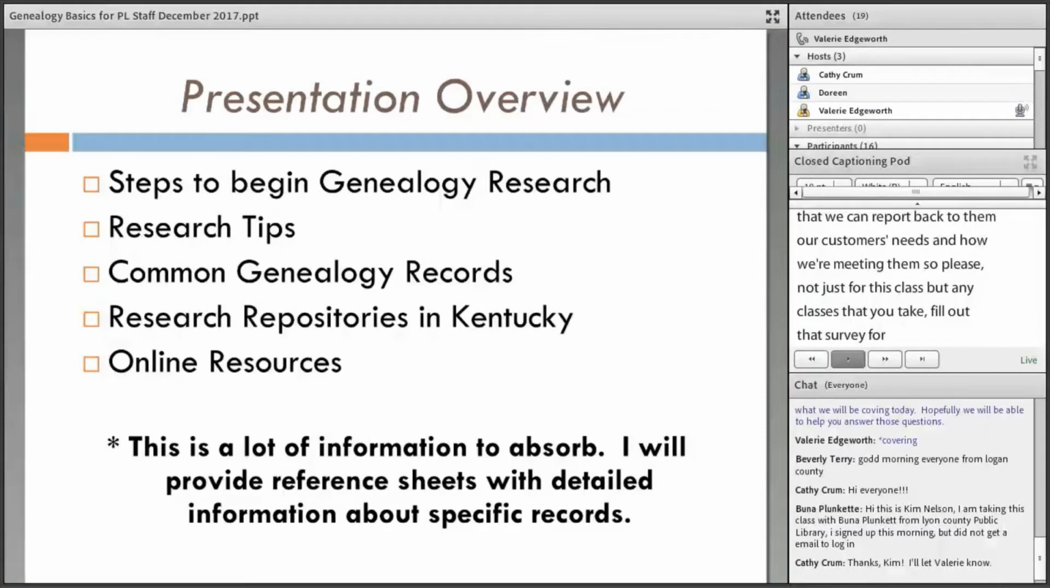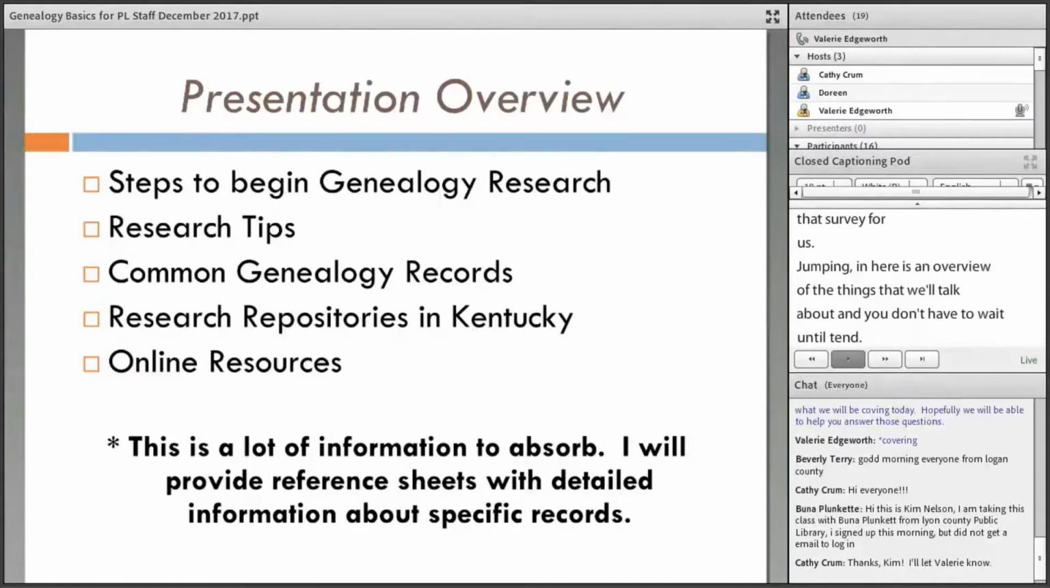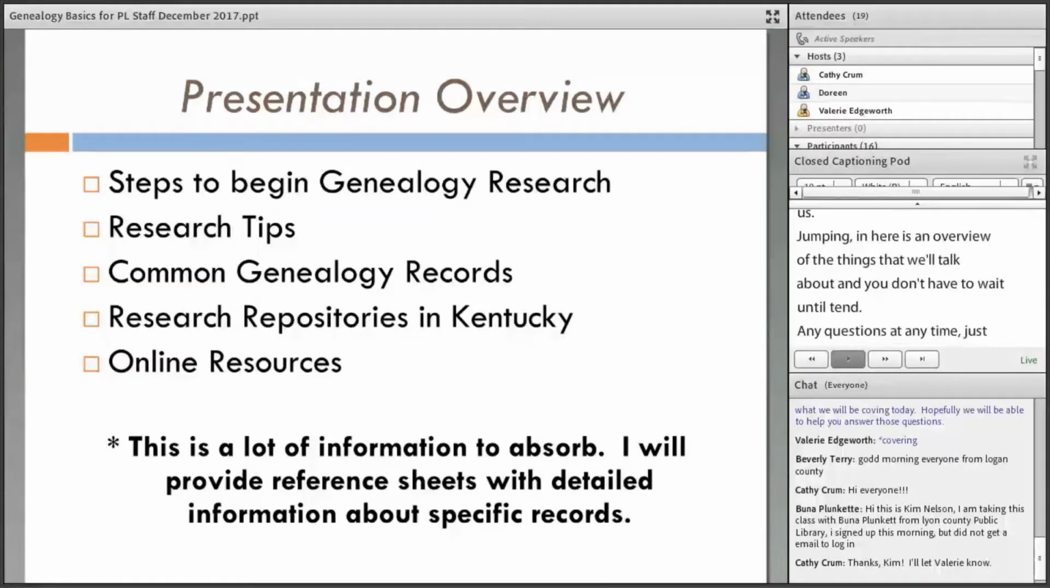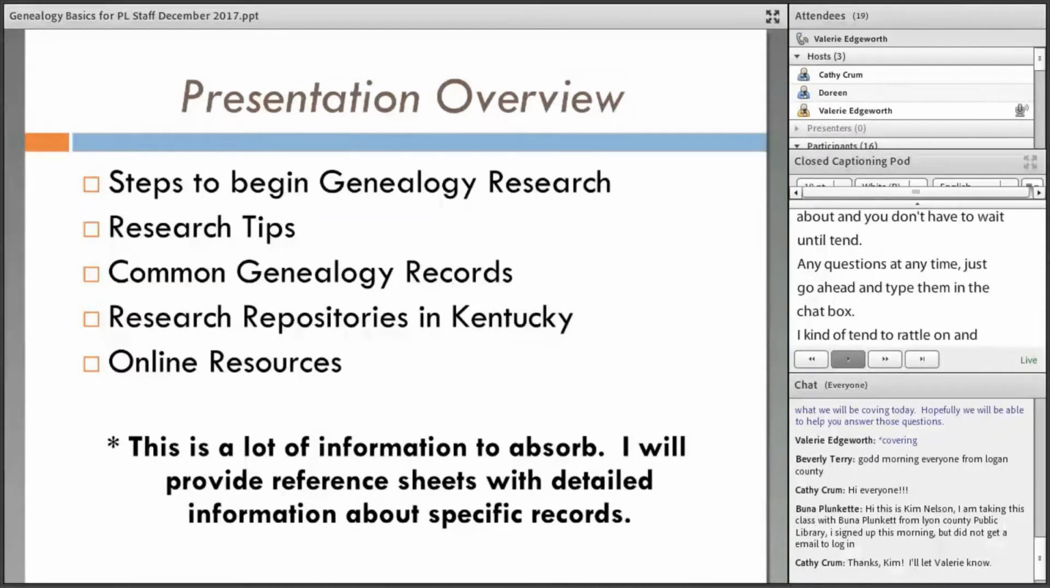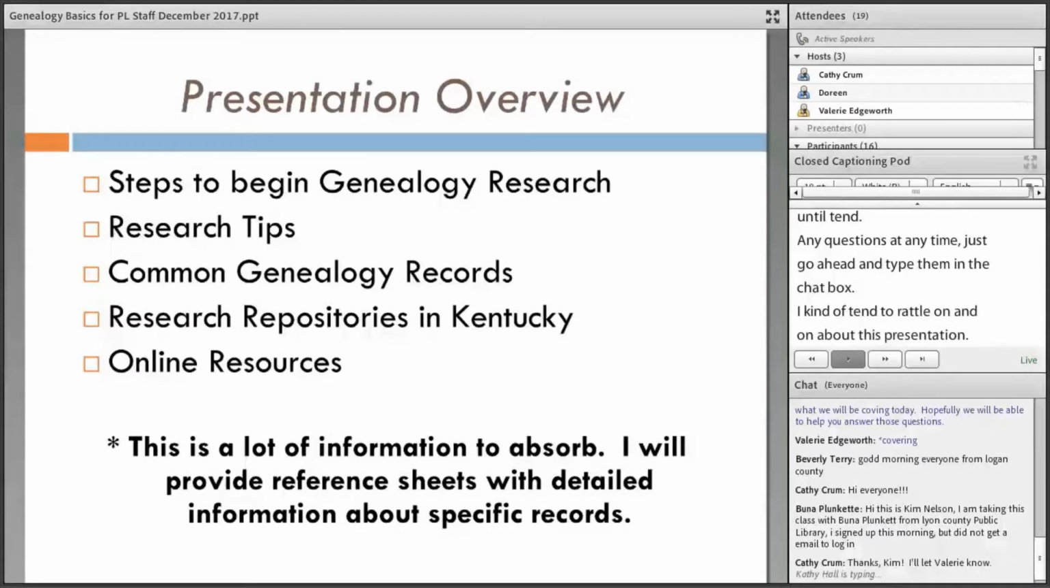So jumping in, here's an overview of the things that we're going to talk about today. And again, you don't have to wait till the end. Any questions at any time, just go ahead and type them in the chat box. I tend to rattle on and on about this presentation, so feel free to interrupt me at any time. We're going to start by reviewing some of the steps to begin genealogy research.